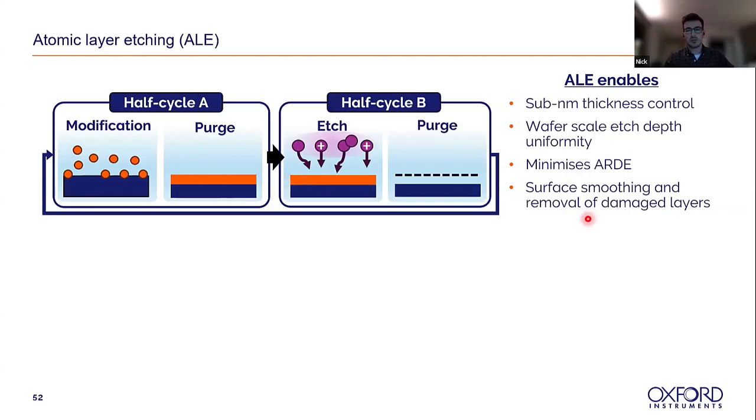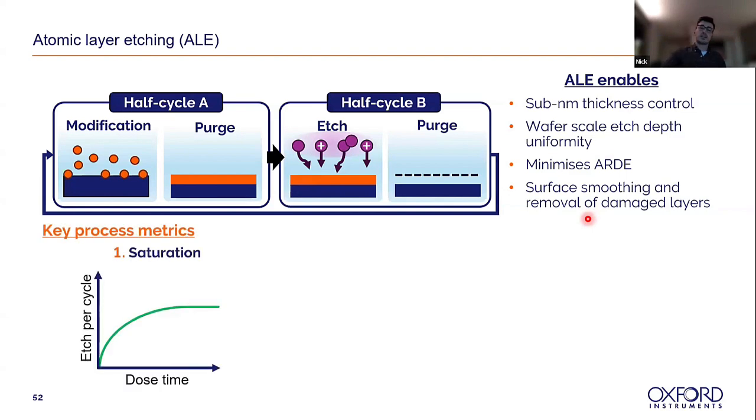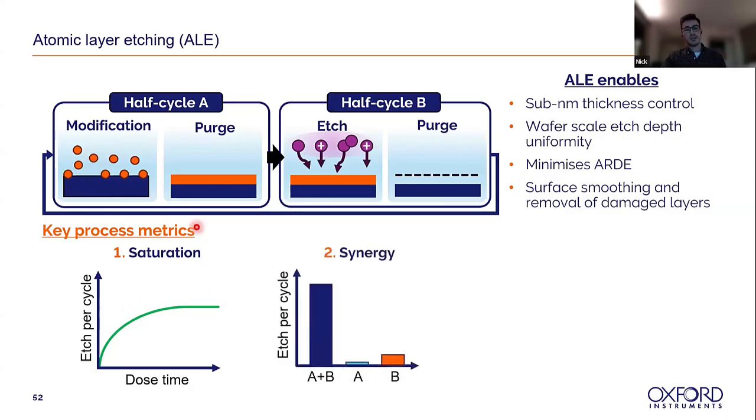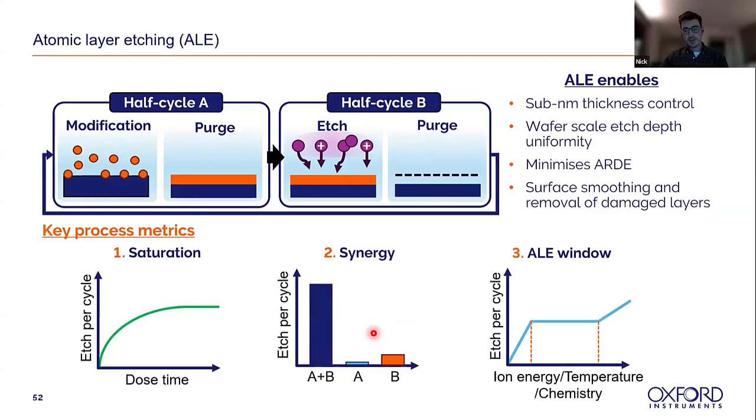But ALE enables some great process metrics. So it gives you sub-nanometer thickness scale control, wafer scale uniformity. It minimizes aspect ratio dependent etching because of those self-limiting half cycles. And we typically see that it provides surface smoothing and removal of damage layers, as I showed in the previous slide. The key process metrics for ALE are typically looking at saturation. So this will be saturation of both of your half cycles, so making sure that as you do longer and longer exposures of your modification, you don't see an increase in your etch cycle. The synergy of your etch process, so how true of an ALE process it is. I'll go into a bit more detail about what I mean there in a later slide.